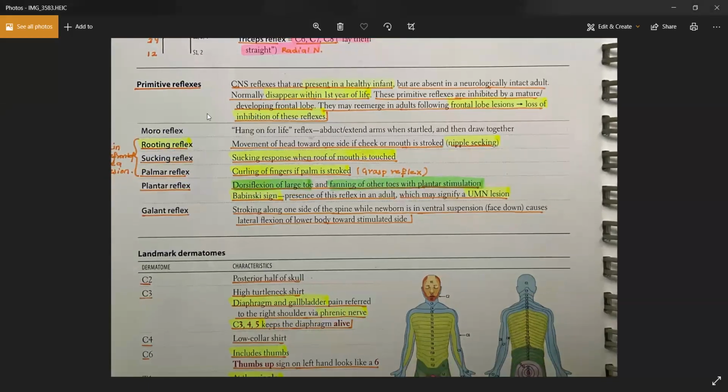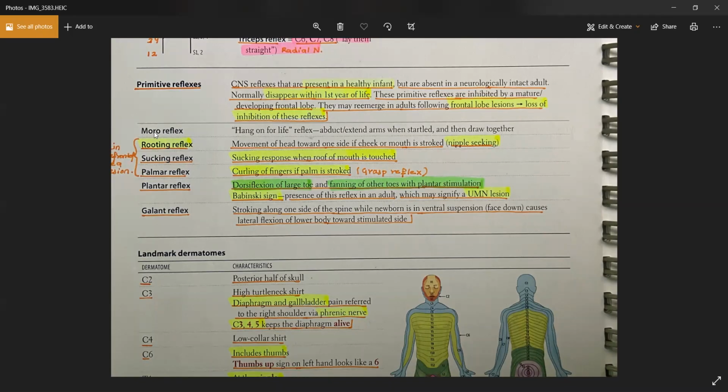You don't need to remember the name of every reflex, just two or three reflexes are important for you to identify, because whenever you get any frontal lobe damage, all these reflexes will come back. They will reappear in adult life, because all of these reflexes must disappear within the first year of life. For any frontal lobe lesion, you have the inhibition of these reflexes lost. That means in adult life you can get these reflexes again, right?